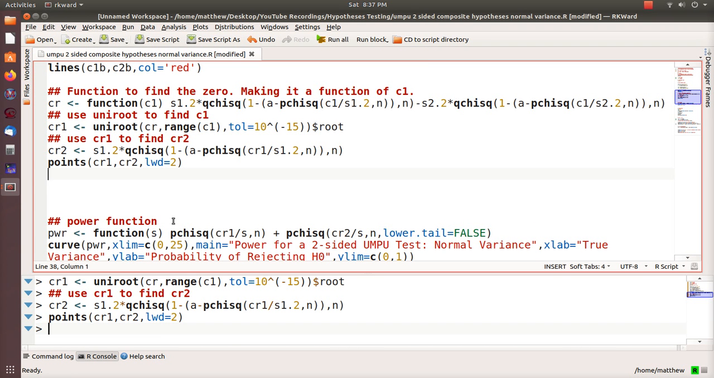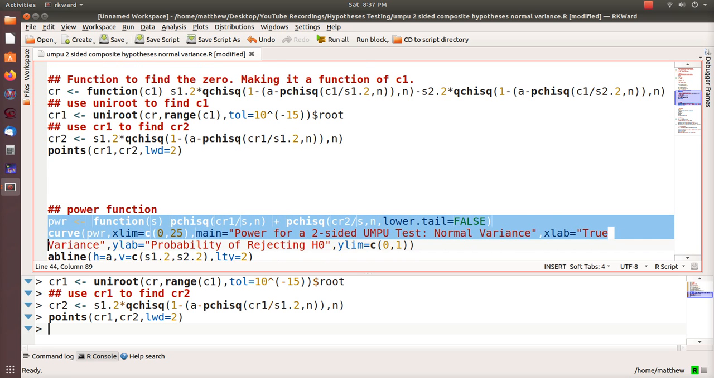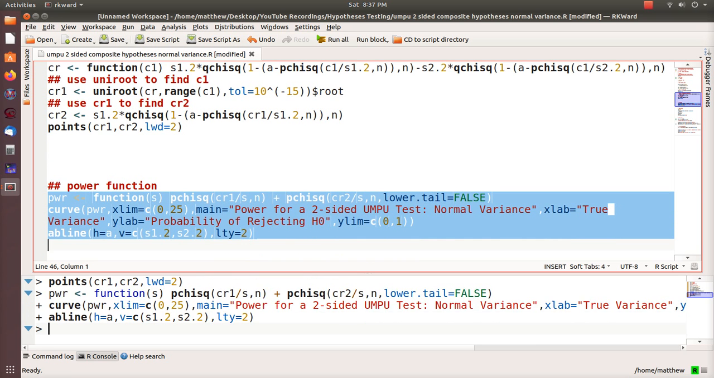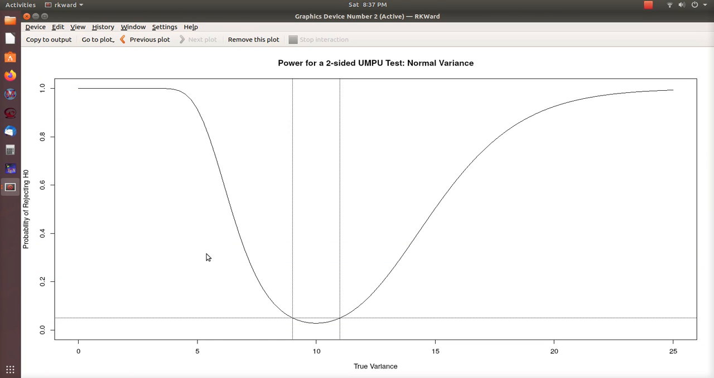So now once we have the critical region, C1 and C2, let's create a power function using critical region 1, that's the left side, and critical region 2, make it a function of the variance, which is where S is, and then we plot it. And here it is. Here's the power curve. Remember, the null hypothesis is the variance between 9 and 11, and so that's these vertical dotted lines.